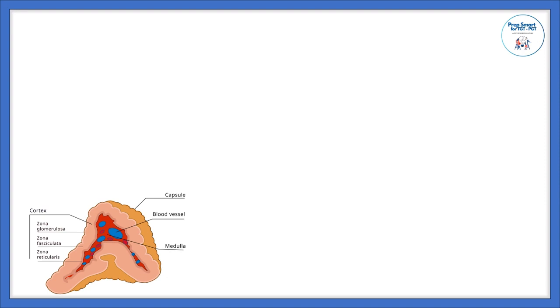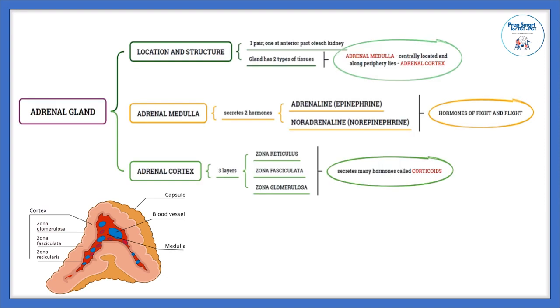The next is the adrenal gland. Our body has one pair of adrenal glands, one at the anterior part of each kidney. This is what the adrenal gland looks like. It has two types of tissues. At the periphery, it is the adrenal cortex, which has three layers: zona glomerulosa, zona fasciculata, and zona reticularis. And in the middle, it is the medulla, that is the adrenal medulla.